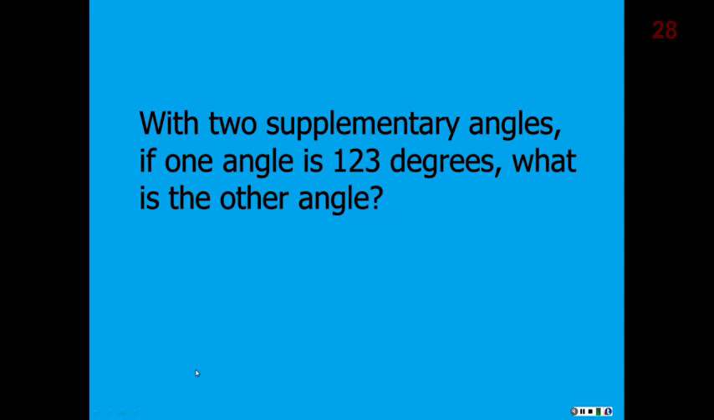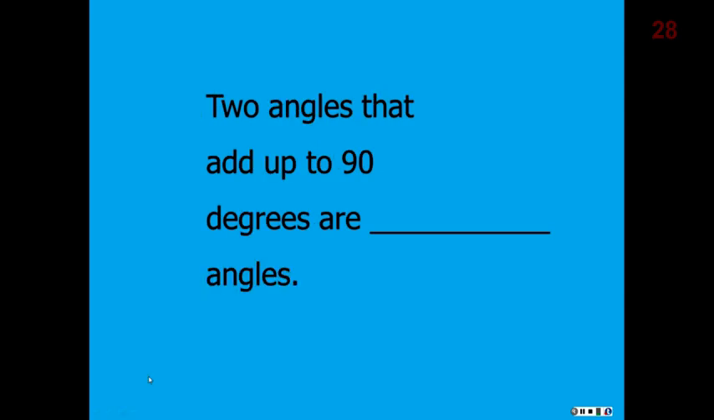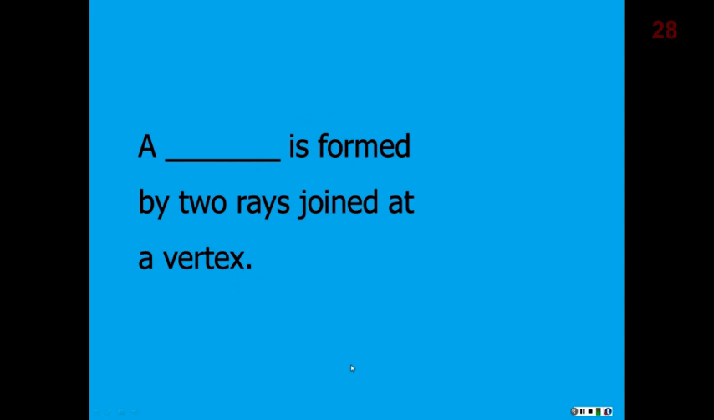With 2 supplementary angles, if one angle is 123 degrees, what is the other angle? You've got to figure it out. Do some math. 57 what? Okay, 57 degrees. Don't you dare say millimeter. Okay, 2 angles that add up to 90 degrees are complementary. Good. A blank is formed by 2 rays joined at the vertex. What's that called? Angle.